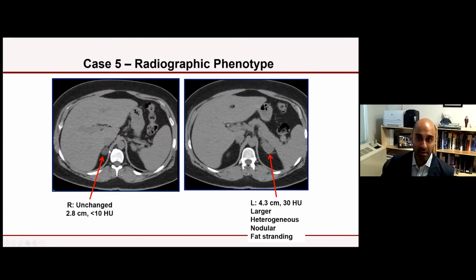Nothing happened here. But the left adrenal mass really warranted closer attention because it had some concerning or suspicious features, and you could see it has changed. In this 1.5 year period, it has grown to 4.3 centimeters. Its attenuation now is 30 Hounsfield units, even more dense and concerning. It's larger, it's heterogeneous, and it had some nodularity and fat stranding. So it wasn't smooth and round, and there were some features suggesting maybe invasion or inflammation around it. So now we're concerned. Now we definitely need to take this out for concern of a potential malignancy.